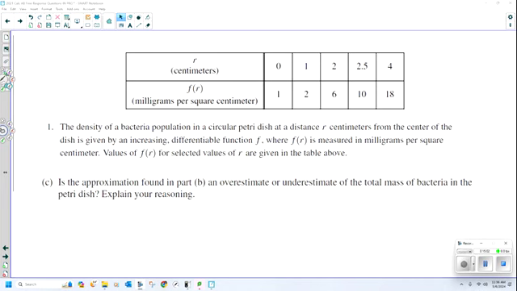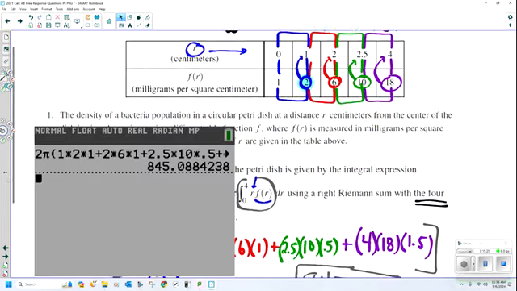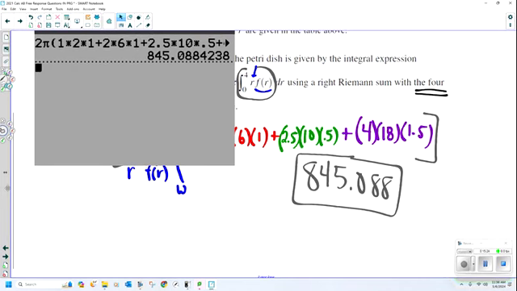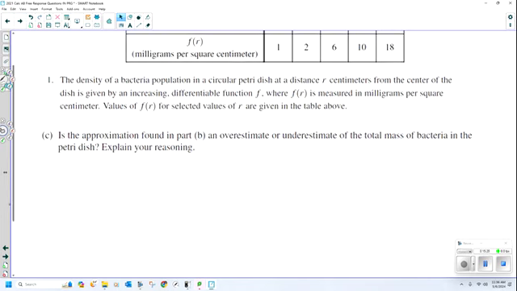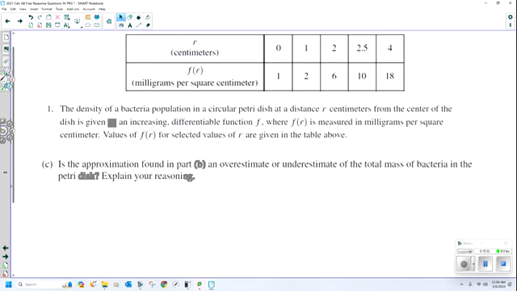All right. 1C reads, is the approximation found in part B an overestimate or an underestimate for the total mass of bacteria in the Petri dish? Explain your reasoning. They are referring to our answer of 845.088. Is that an overestimate or underestimate? Well, the first thing I'm going to tell you is we have a function that is always increasing. So when I graph this, the points don't matter once they tell us it's always increasing.